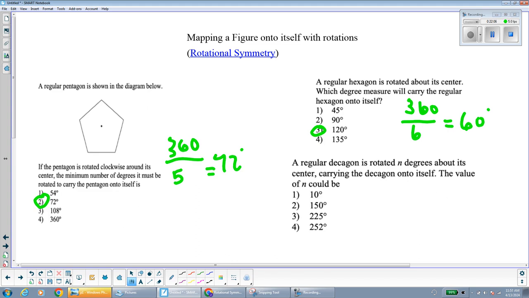And then finally, we have a decagon. A regular decagon is rotated n degrees about its center, carrying the decagon onto itself. And we're looking for the value of n. So same process, a full circle is 360 degrees. A decagon has 10 sides, and that's 36. So what we need to do is go through and see which of these answer choices is a multiple of 36. And it ends up being 252. 252 divided by 36 works out to be a whole number of 7. And that is the answer here that we're looking for.